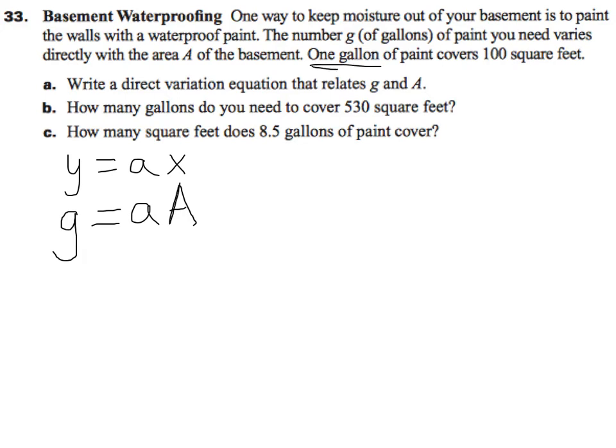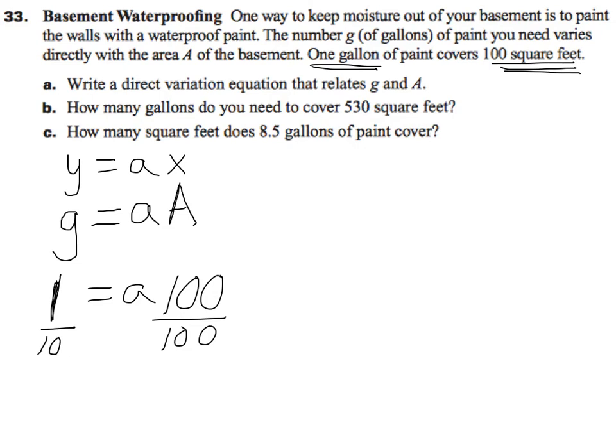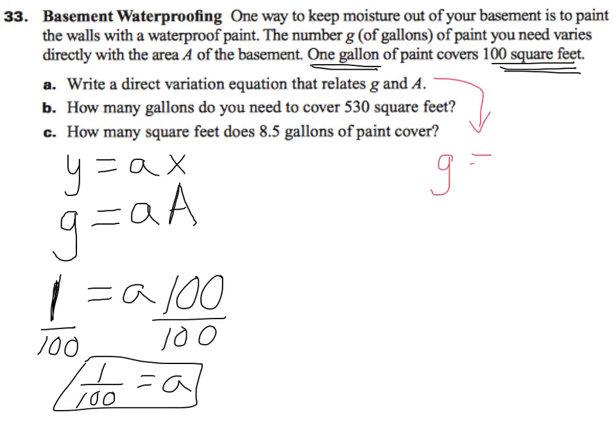One gallon covers 100 square feet. Well, if 1 gallon covers 100 square feet, it looks like this constant of variation must be worth 1/100th. And if that's the case, a direct variation equation that relates G and A must be G is equal to 1/100th of A.